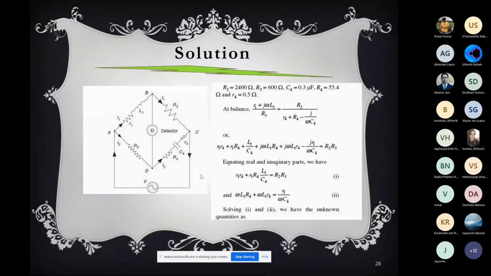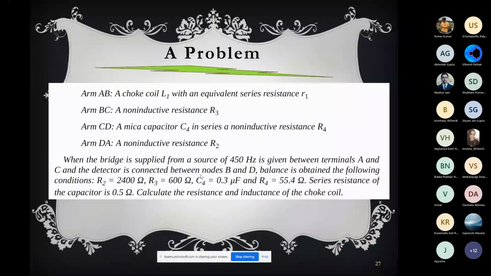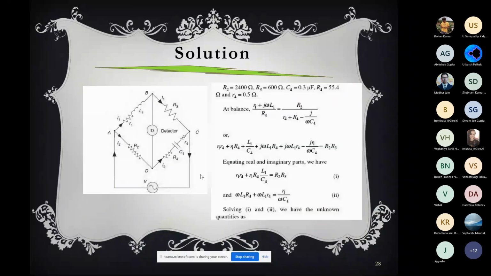And the fourth arm will be capital R4, C4 and small r4. So you see there are four arms, and this is mentioned here: arm AB, arm BC, arm CD, and arm DA. The bridge is supplied with a 450 hertz voltage. So here is the voltage supply, it is 450 hertz.